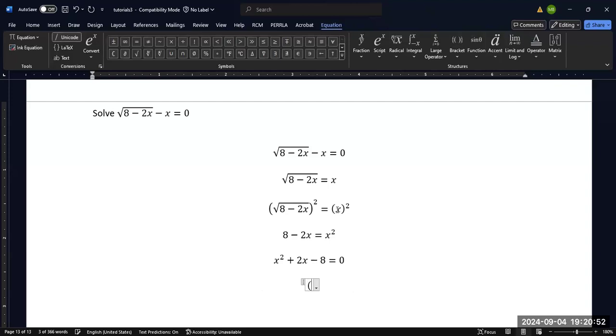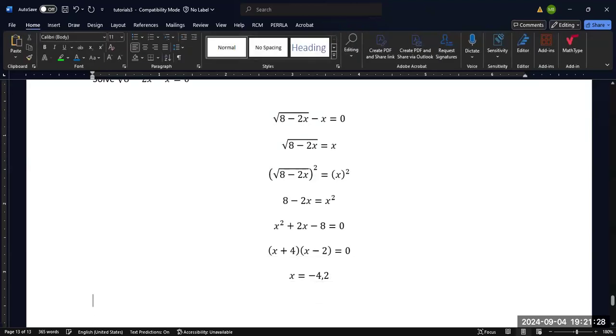Now that I have it in this form, I can try to factor. There are factors of 8 which have a difference of 2, and I'm going to need 4 to be positive. 8 and 4 and 2. So 4 times 2 is going to give me negative 8 because that's a negative 2, but 4x minus 2x is going to give me plus 2x. So this is what I want. And so I'm going to get x equals negative 4 and positive 2.